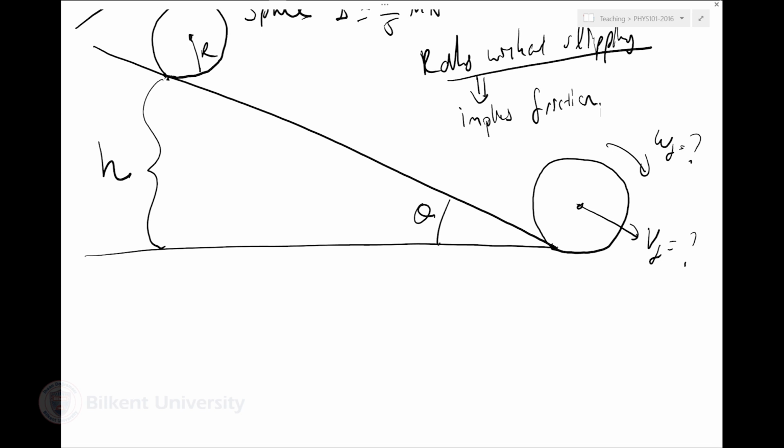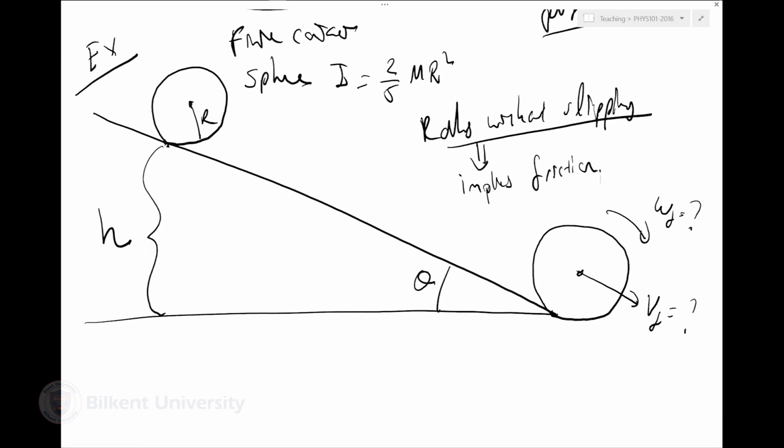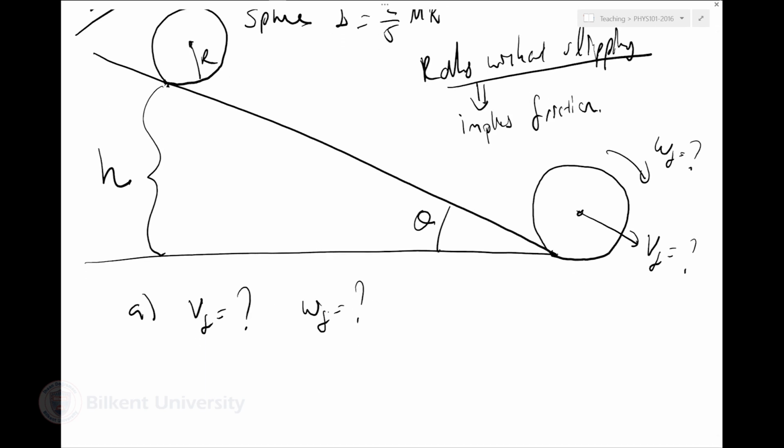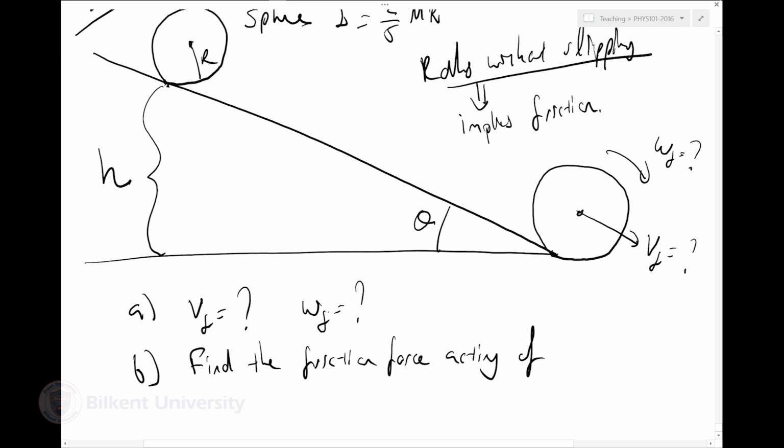So here I am rephrasing my question. I put a sphere at a point H above my inclined plane. It rolls down without slipping. Question A is, what is the final velocity of the center of mass? What is the final angular velocity of rotation? B is, find the friction force acting on the sphere during motion.